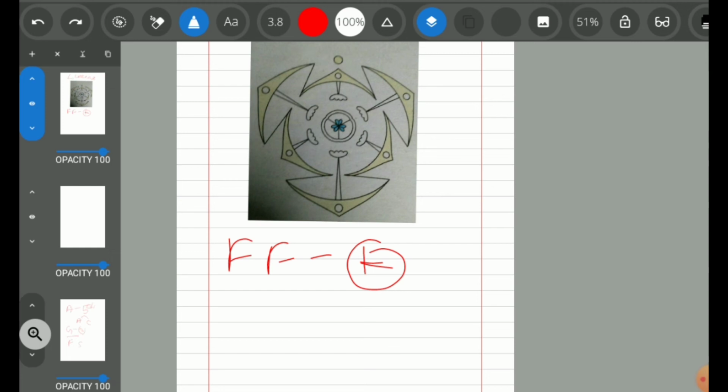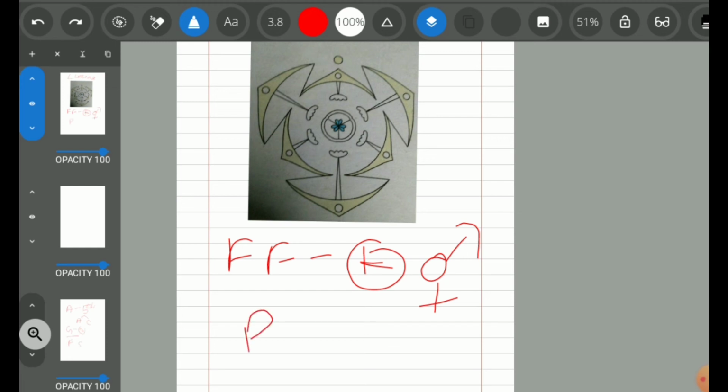Then coming to the gender, it has both the androecium and the gynoecium, so the symbol of bisexual. Then coming to the calyx and the corolla, over here we don't have different calyx and corolla, we have both combined. That means it's a perianth. So the symbol of perianth is P.